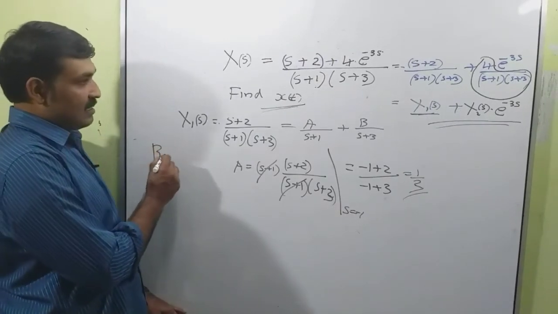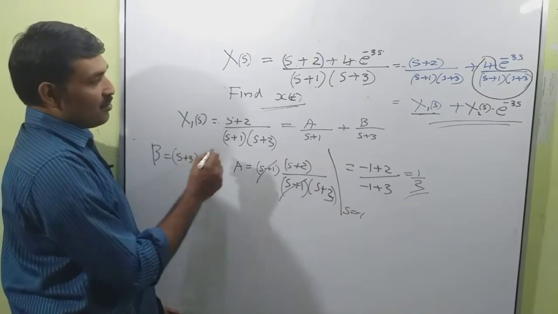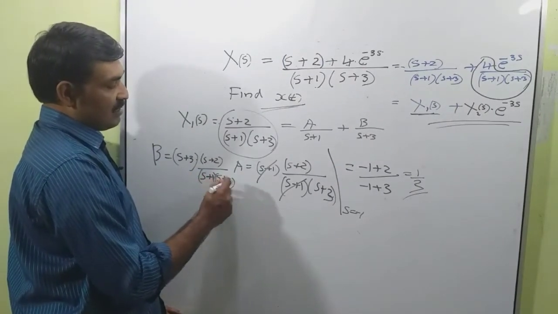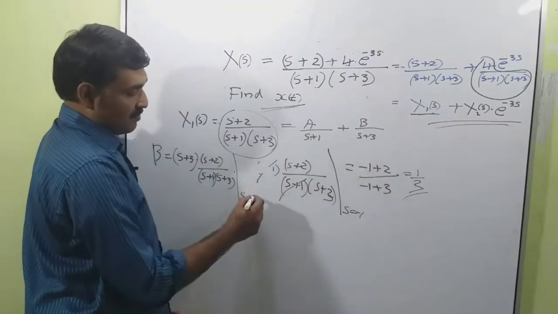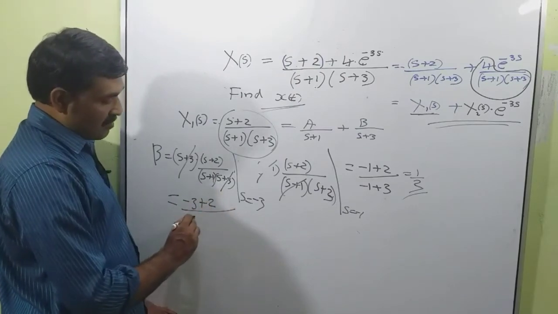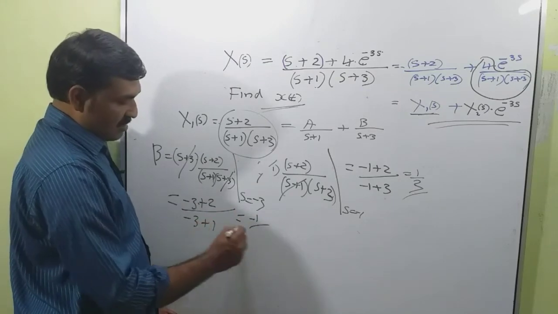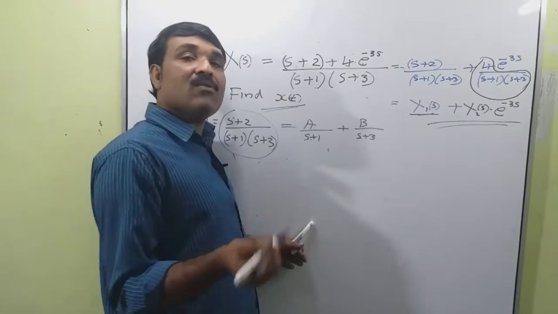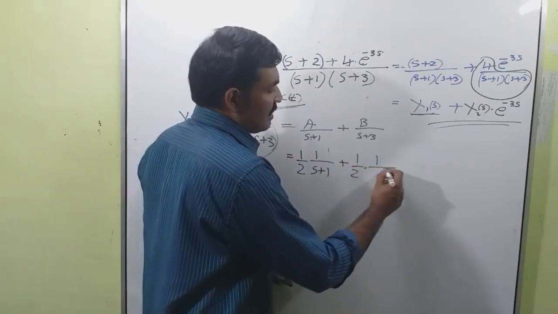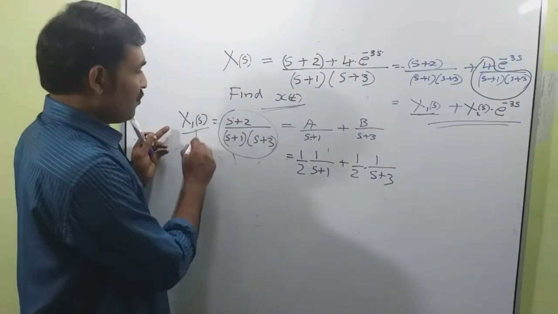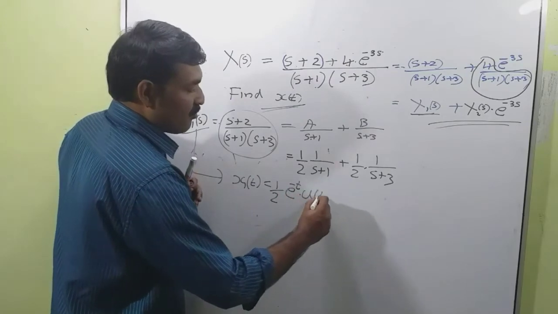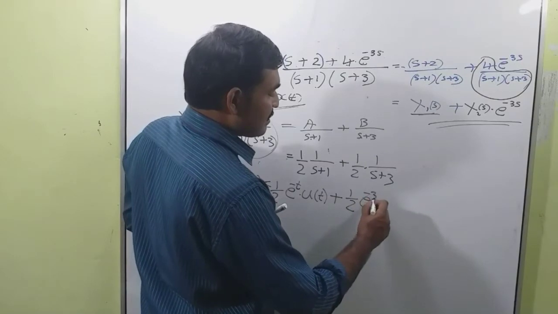The value of B is equal to (s plus 3) times this entire term, (s plus 2) divided by (s plus 1)(s plus 3), evaluated at s is equal to minus 3. This term gets cancelled, so substituting s is equal to minus 3, we get (minus 3 plus 2) divided by (minus 3 plus 1), that is equal to minus 1 divided by minus 2, which is 1 by 2. That means A is equal to 1 by 2 and B is equal to 1 by 2. So we can write this as 1 by 2 into 1 by (s plus 1) plus 1 by 2 into 1 by (s plus 3). Now taking the inverse Laplace transform, x1(t) is equal to 1 by 2 into e raised to minus t u(t) plus 1 by 2 into e raised to minus 3t u(t).